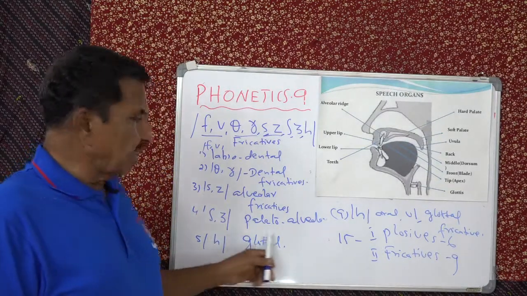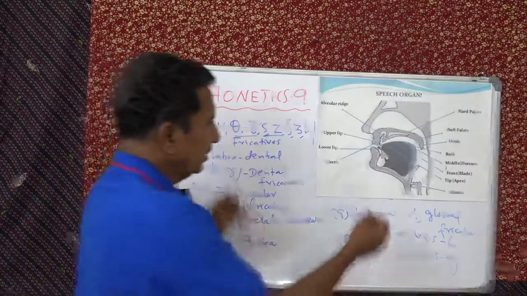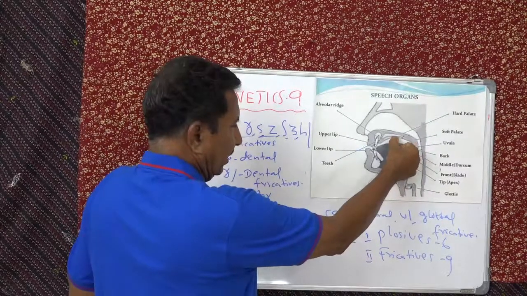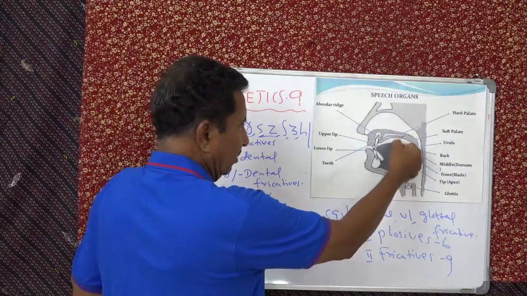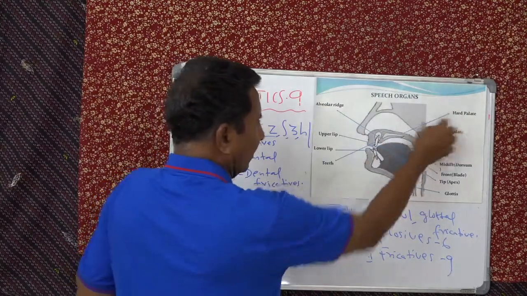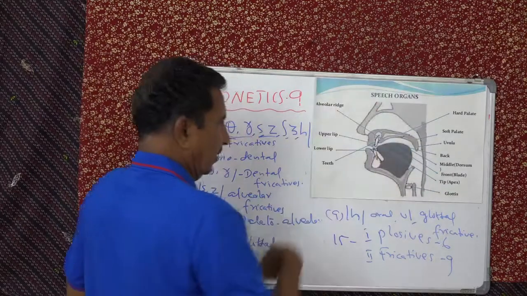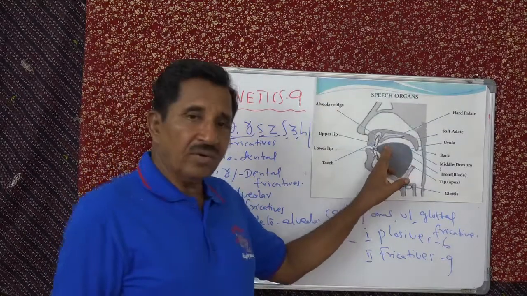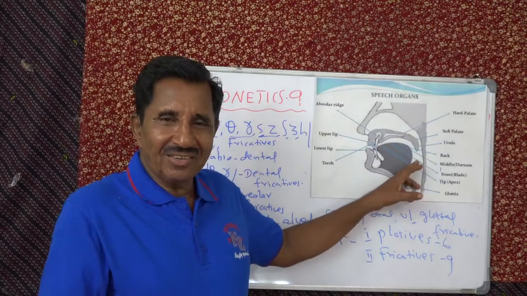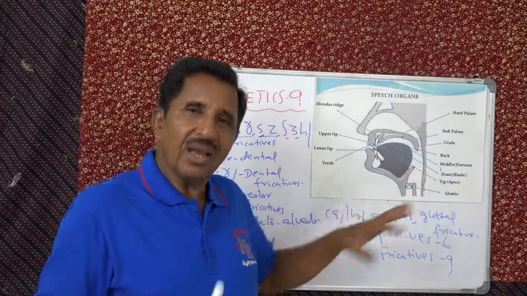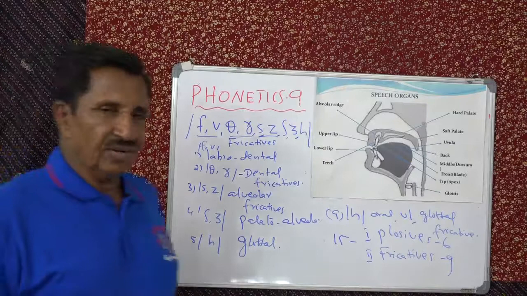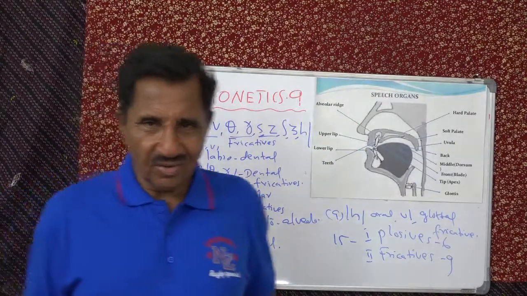And then palato-alveolar. That is, this part of the tongue is raised to this. This is the palate and this is the alveolar ridge. Together, you will see it written as alveolar ridge and palate. You can ask me, why don't you say alveolar palate? There is no word like that. Therefore, we say palato-alveolar. And finally, you have the glottal. Clear? Fine? Good, very good.